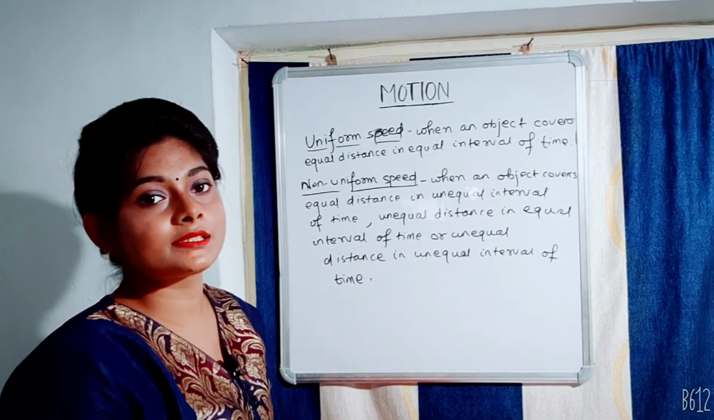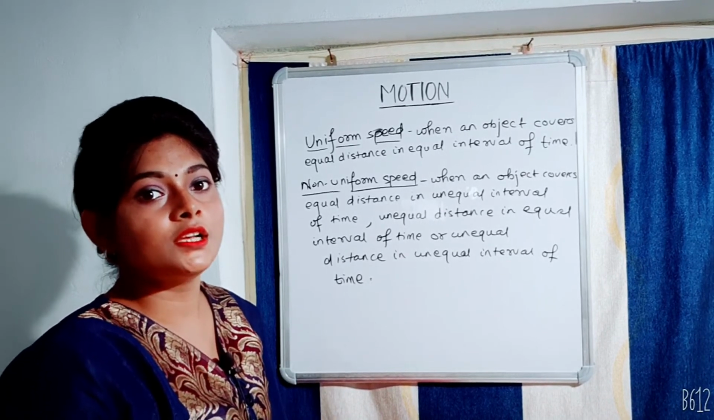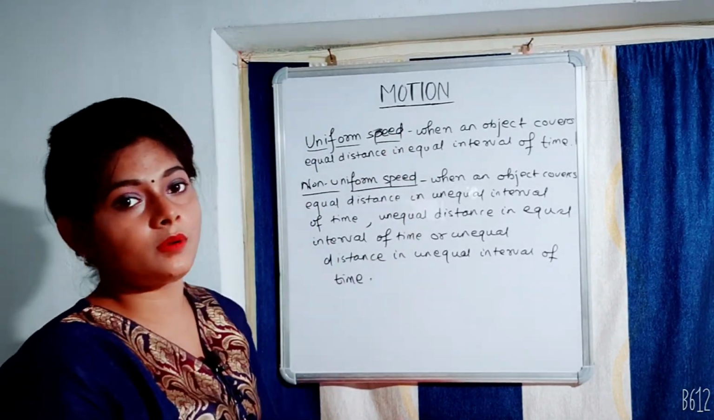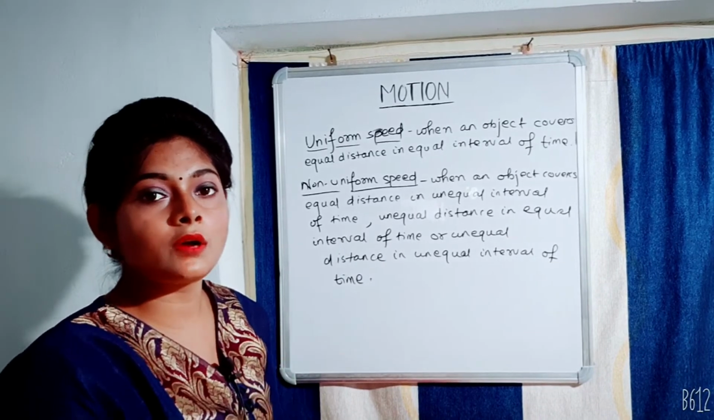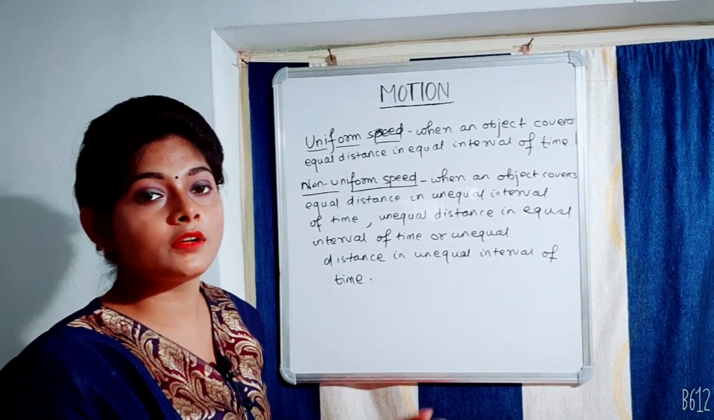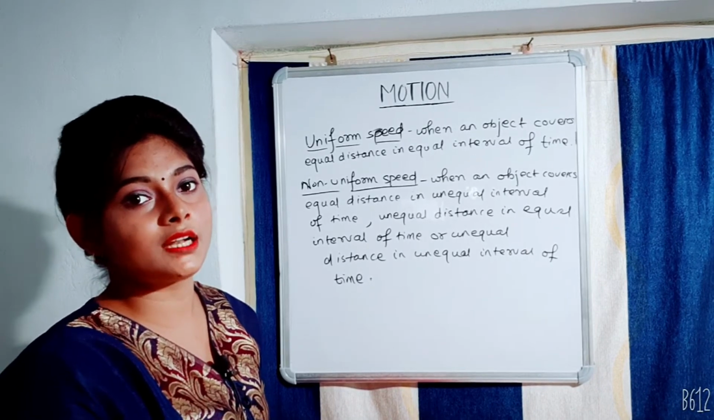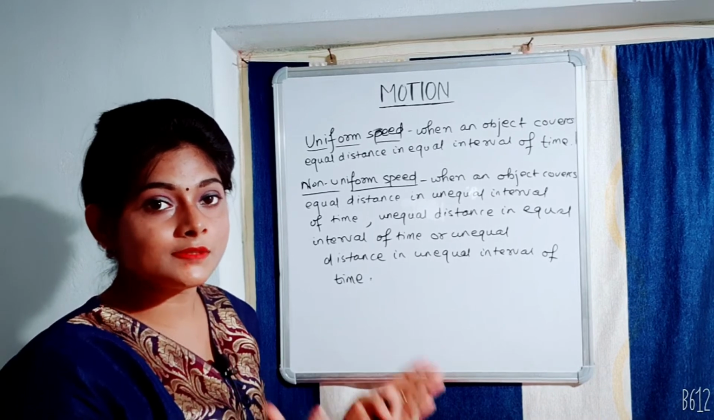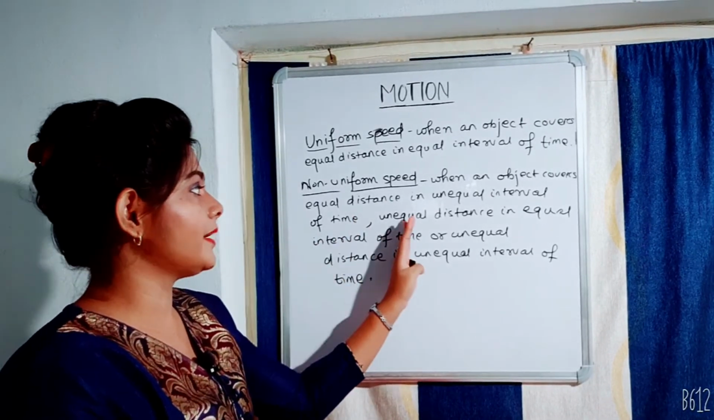For example, let's take a car is moving 30 kilometers in every 1 hour. So that is uniform speed. And for non-uniform speed, suppose a car is moving in a busy road. When there are a lot of vehicles around, the car will be slow, and when there are no vehicles around, the car will be faster. So sometimes slow, sometimes fast, the speed of the car is changing. So that is non-uniform speed.